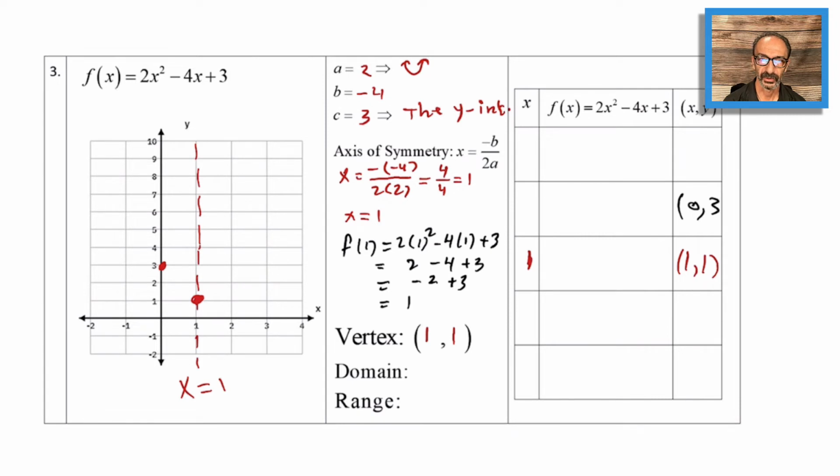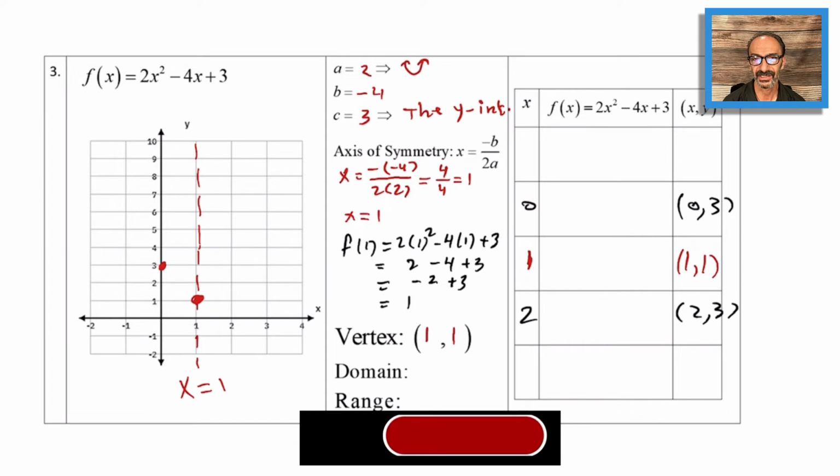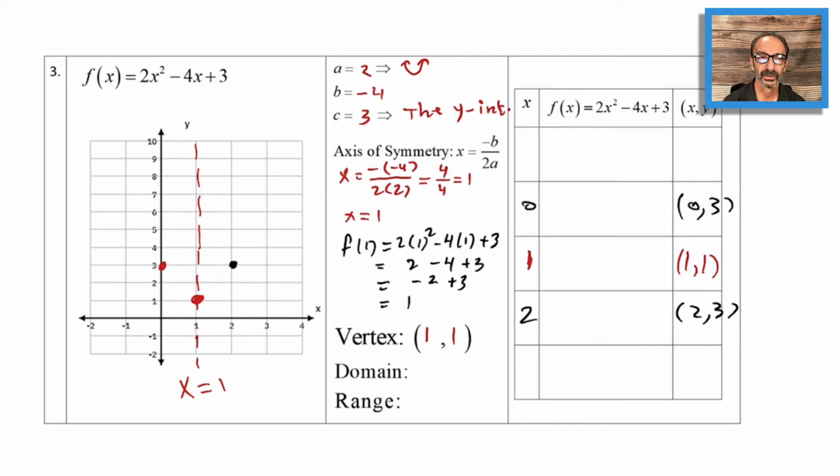Now, to the left 1 unit, that's going to be the y-intercept, which we could see from the graph, 0, 3. To the right, the same distance, 1 unit, will be the same level, so 2, 3. And with that, you don't need more points. You have the line of symmetry. You have the vertex, where the turning point is going to be. You know that it opens up. And I have 2 good points to my right and left, so I graph it.